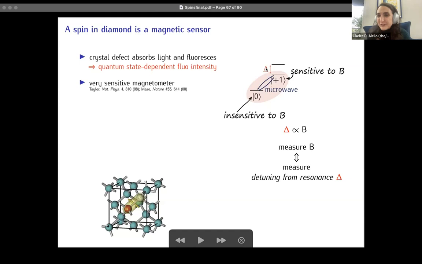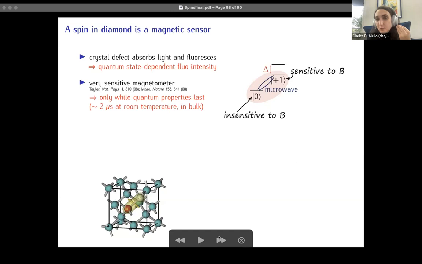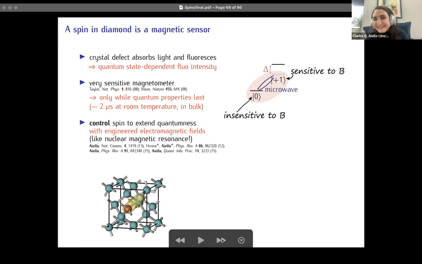For reasons that I won't have time to explain, this only works while the spin is well described by the properties of quantum mechanics, which in this case means that the spin can remain in a superposition of zero and one. Everything that starts quantum dies classical, for reasons that will maybe become clearer later on in the week. A spin that is put in a superposition will, with time, lose its ability to be in the superposition. For this particular spin in diamond, the time that it takes more or less for you to lose your quantumness, also known as your decoherence time, is about 2 microseconds at room temperature and in the bulk of the diamond lattice. So basically, the idea is that everything goes back to, if you will, a signal processing problem.